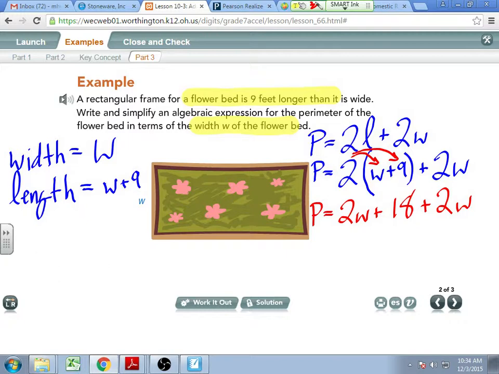Zach, what can I do here now? Would you add the W's? I add my like terms. I have 2W and another 2W, so I really have 4W. And then I add 18 with that.